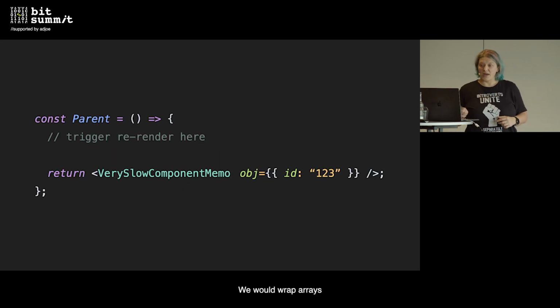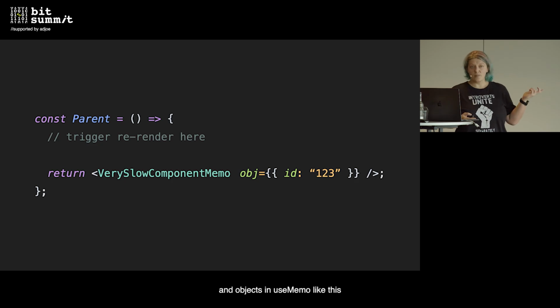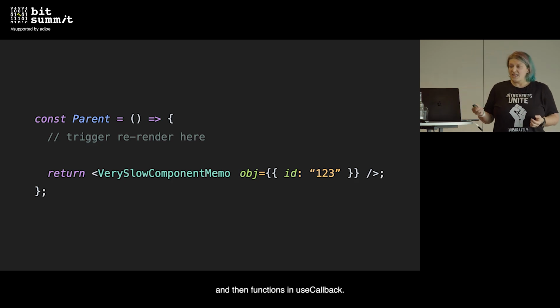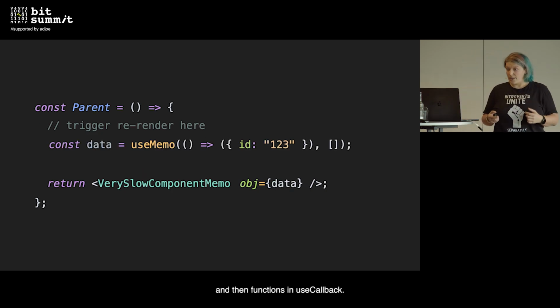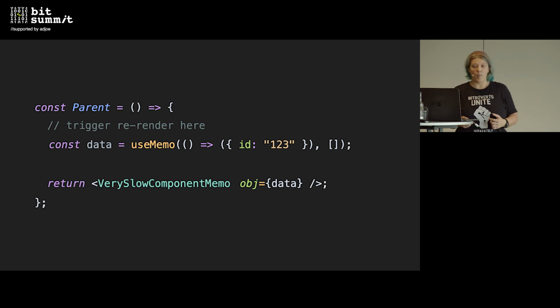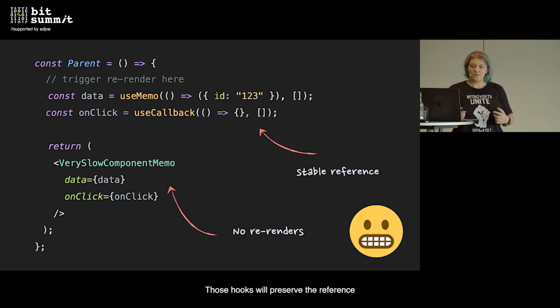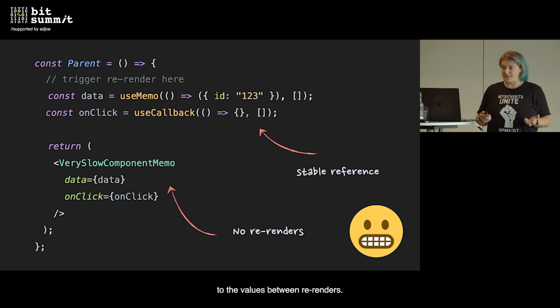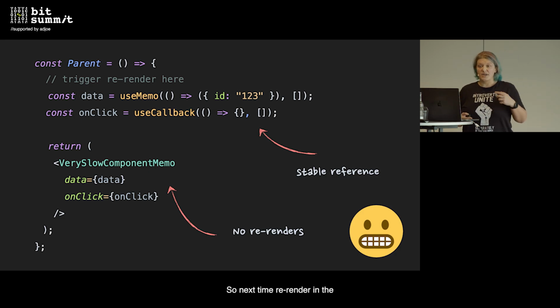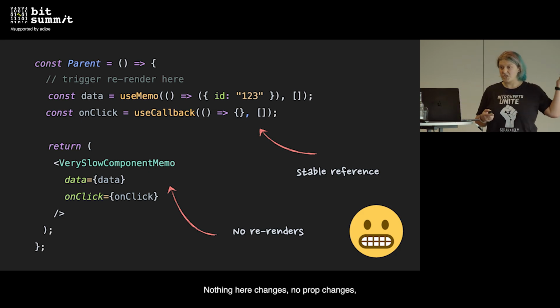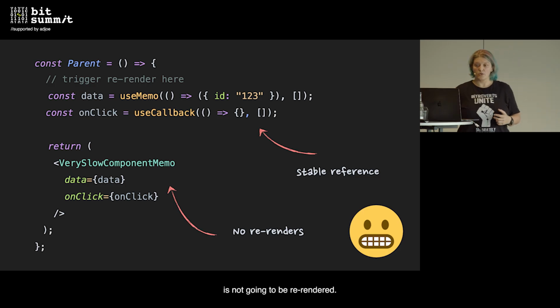We would wrap arrays and objects in useMemo, like this, and then functions in useCallback. Those hooks will preserve the reference to the values between re-renders. So next time a re-render in the parent component happens here, nothing changes, no prop changes, and the very slow component is not going to be re-rendered.